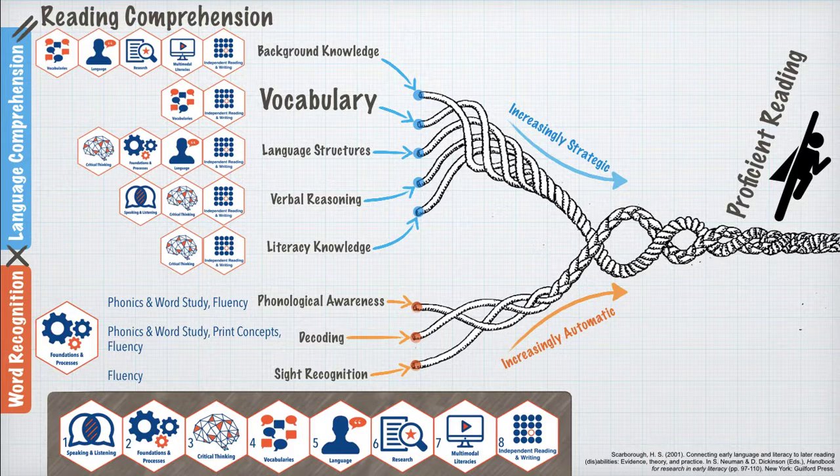So there's a little overview of the rope, and then the beautiful connections that we see for the state of Oklahoma, the foundational standards, along with the 8 standards that guide our Oklahoma state standards.